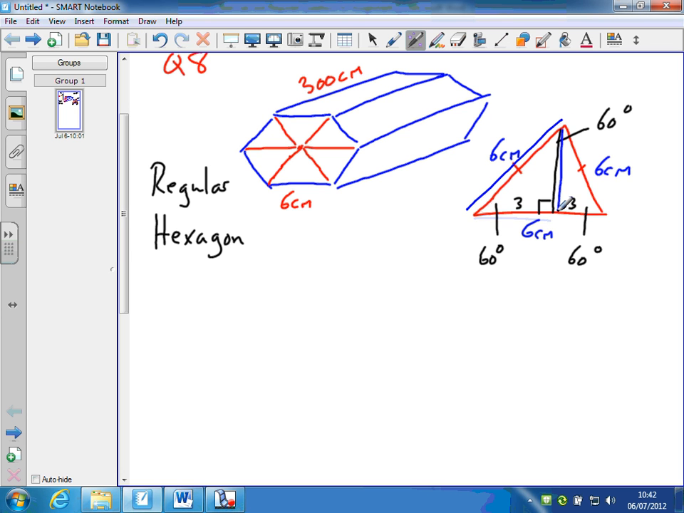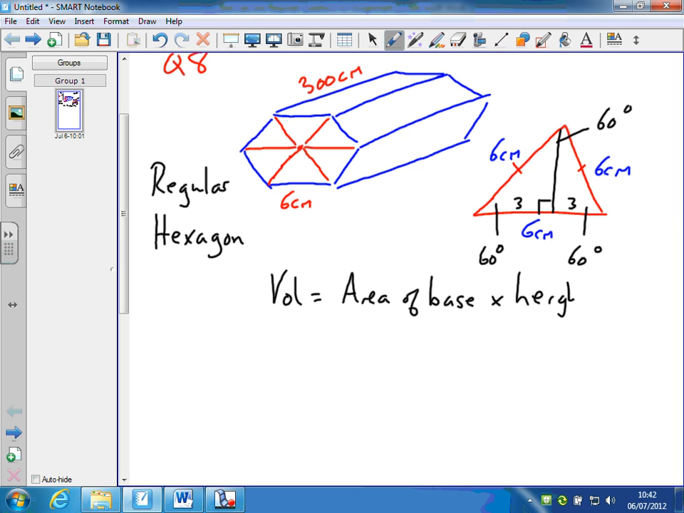Once I've got the height, then I can use area as a half base times perpendicular height to get the area of this triangle. And then, as I say, once I've got that area, multiply that by 6 and you've got the area of the end. And then to get the volume of this regular hexagonal prism, the volume equals the area of the base times the height. So once I've got the area of that hexagon, I can multiply that by the height to get the volume.